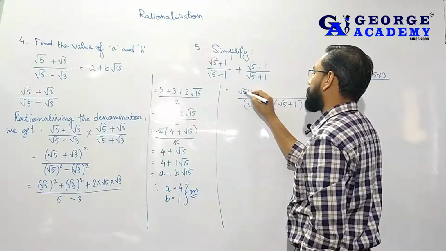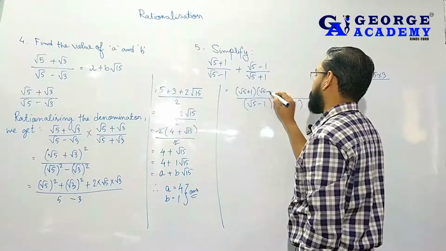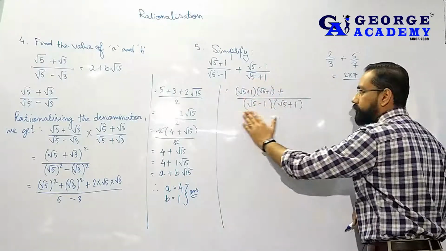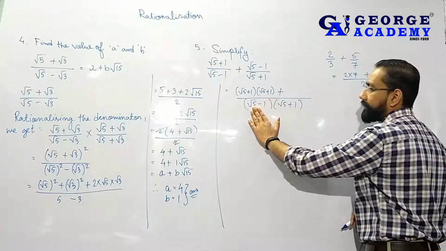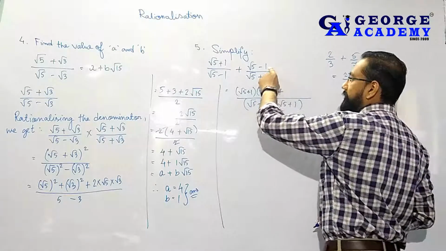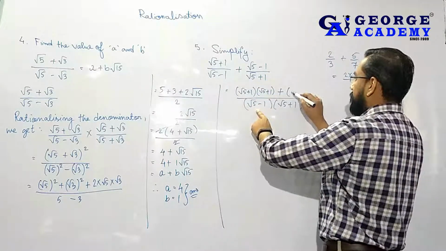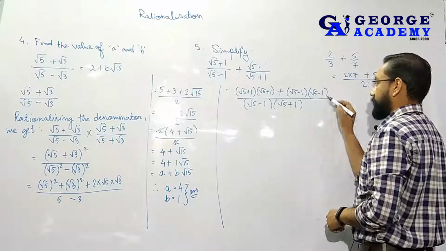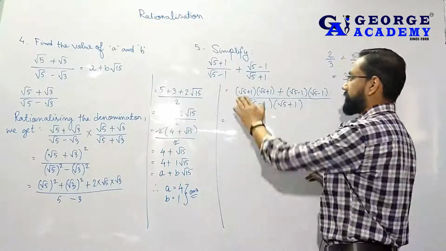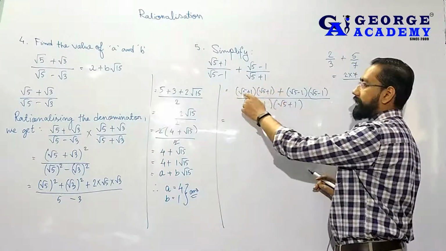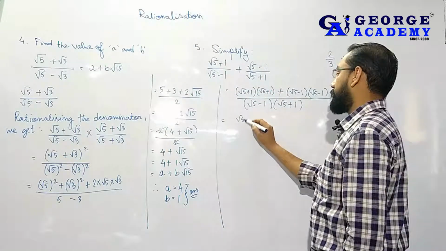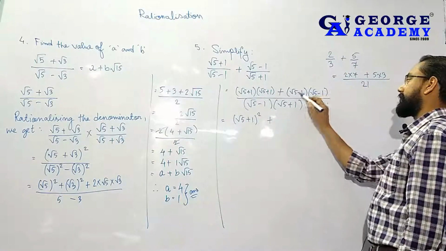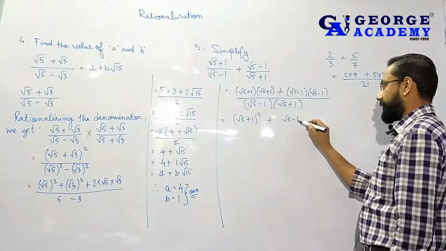We will get root 5 plus 1 into root 5 plus 1, plus root 5 plus 1 into what will give us this LCM? Root 5 minus 1. That means we have to multiply this numerator by root 5 minus 1. So we write root 5 minus 1 into root 5 minus 1. Same terms we are multiplying, signs are also same, that means it will become whole squared. So root 5 plus 1 whole squared plus, again same terms, signs are also same, so root 5 minus 1 whole squared.